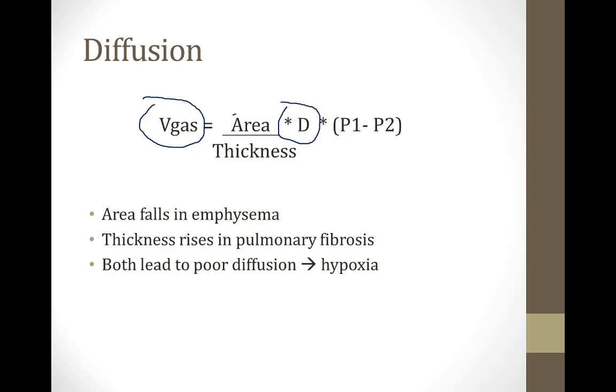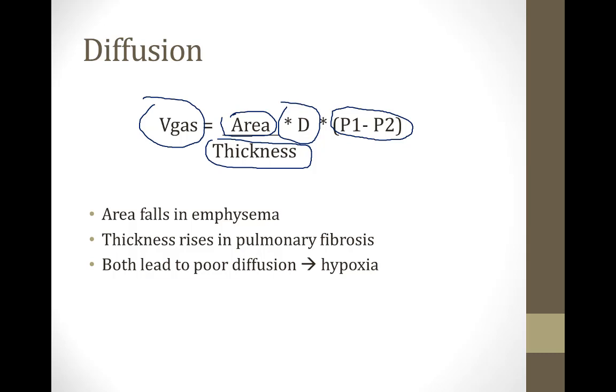And just like what I showed you before, if you have more area, you get more diffusion. If you have a greater pressure difference, you get more diffusion. And then the thicker the area is that you have to diffuse across, the less diffusion that occurs. And there are some pathological correlates to this equation.